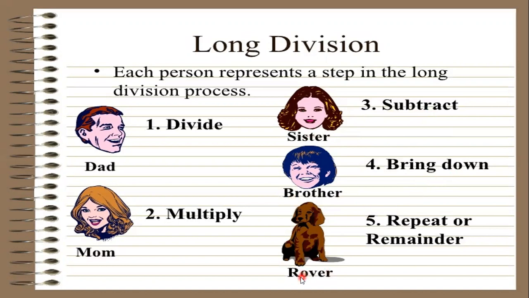And the last one is Rover, the dog, and this first letter R means we are going to repeat the step again from the start, or if the division is finished there, then we can get our remainder. R for repeat or R for remainder. So there are 5 different keywords which will help you to solve the long division, and I'm going to show you step 1.